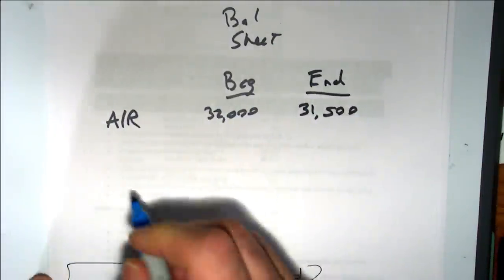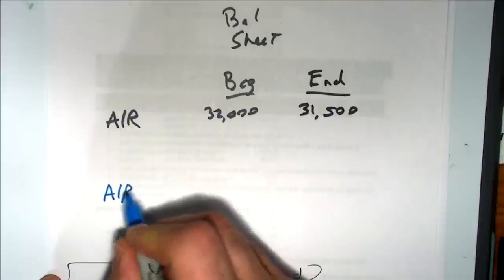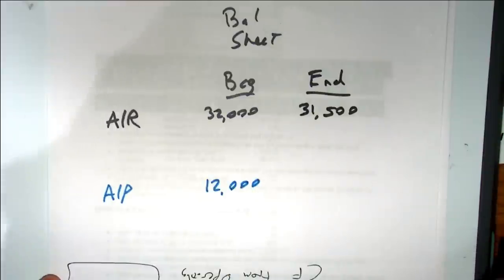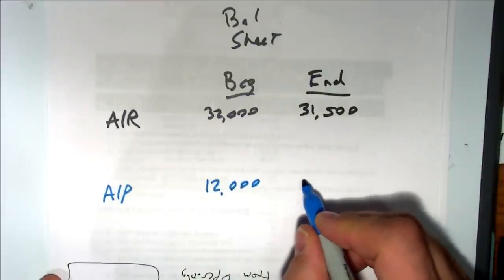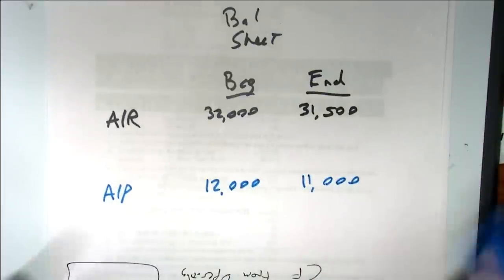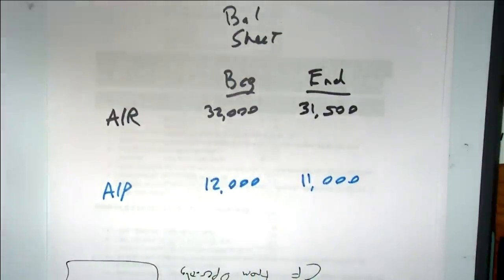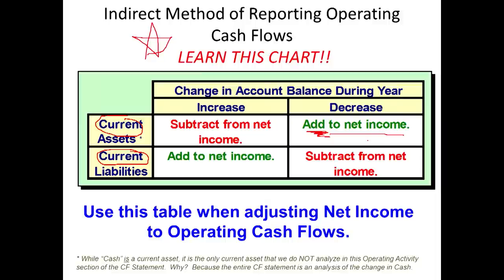Let's say down in the liability section, we have accounts payable, and it was $12,000 at the beginning of the year, and now it's gone down to $11,000. Okay, well, that is a decrease from $12,000 to $11,000 of a current liability, right? So what does our chart say to do? A decrease in a current liability, we should do what? Subtract it from net income.